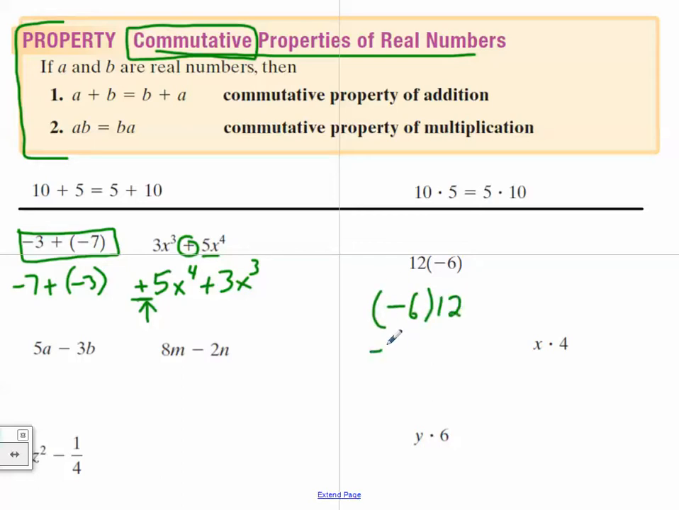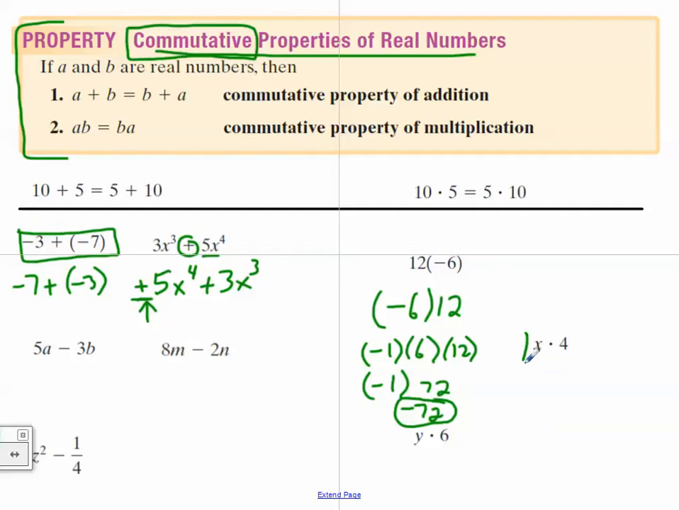You could also say that it would be -1 times 6 times 12. And then that -1 comes out in front, and 6 times 12 would give you 72, so -72. Again, kind of simplified here, but the idea is that you can move these around.